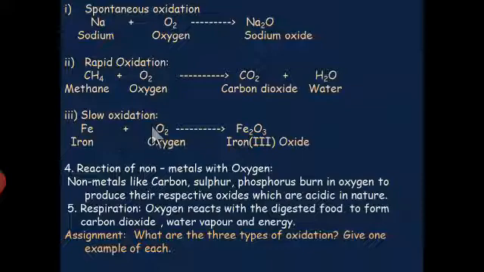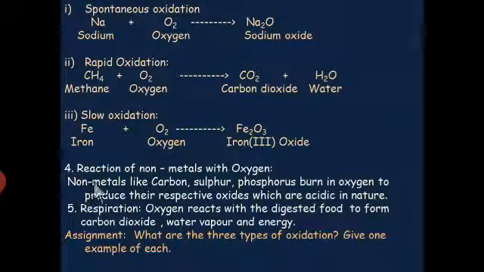And third type of oxidation is slow oxidation. Iron, one example, iron plus oxygen. When iron reacts with oxygen, it forms iron oxide. Iron oxide is formed. It is a slow oxidation because it takes much time for this reaction to take place.